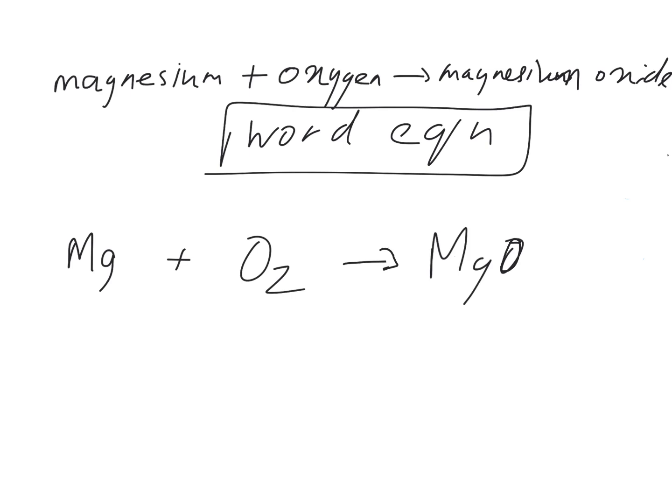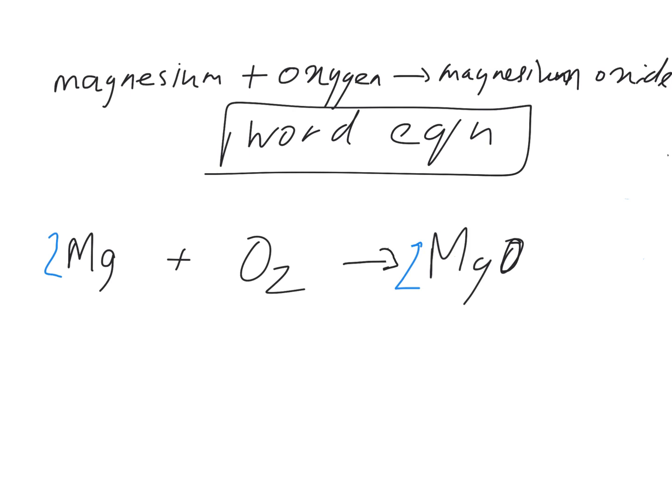So the only way we can change this is by putting numbers in front of the formula. So what we do here is we put a 2 in front of the magnesium oxide, and then now we've got an imbalance in magnesiums, so we put a 2 in front of the magnesium on the other side as well. So basically we're saying that 2 lots of magnesium combine with one O2 molecule to give us 2 lots of magnesium oxide, right? And that's the way we balance equations.